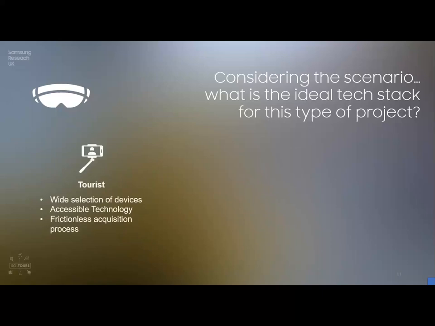Taking everything that Diego said into consideration, we defined a few characteristics that will help us to choose which stack we're going to work on. From the point of view of the tourist, we decided to make it available on the widest selection of devices. We also wanted something accessible, a technology that is accessible for the most tourists and the most users. And one of the other key points is we needed it to be frictionless, in the meaning that the acquisition process should be as smooth as possible.